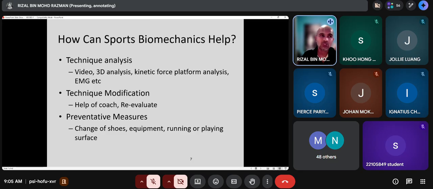Because sports teams, sports bodies, they don't require that many biomechanists, unlike exercise physiologists, for example, or game analysts. So game analysts, every team will want a game analyst. Not every team will need a biomechanist. So you only usually see a biomechanist when there is an issue, a problem, an injury, or a recurrent injury, and so on.